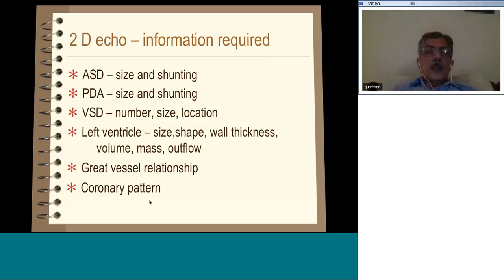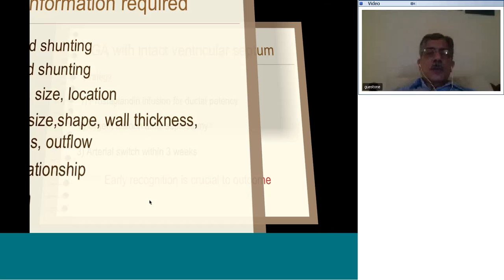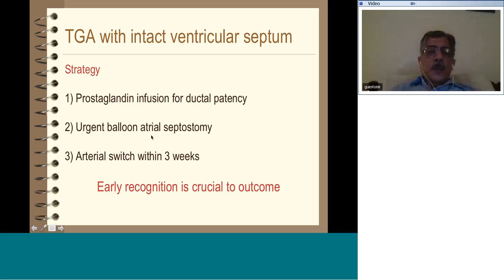And if that doesn't stabilize the patient, doesn't bring up saturation, one should proceed to an urgent balloon atrial septostomy. Of course, this is a situation where the patient is not maintaining adequate saturation and there is no adequate atrial septal defect to start with. Then one would try to do an arterial switch operation within the first 3 weeks of life, preferably within a few days of the patient being stabilized. Therefore, early recognition is very crucial, because the time frame available to the surgeon is relatively short.